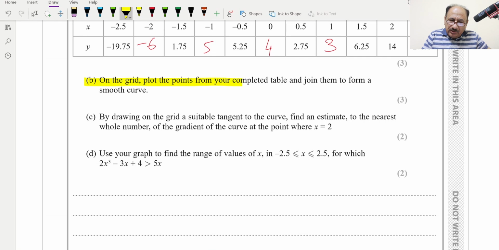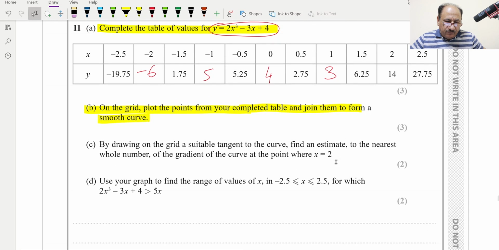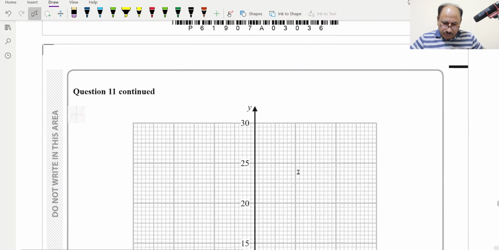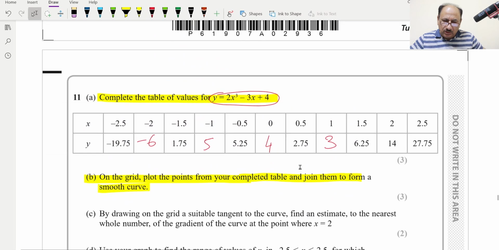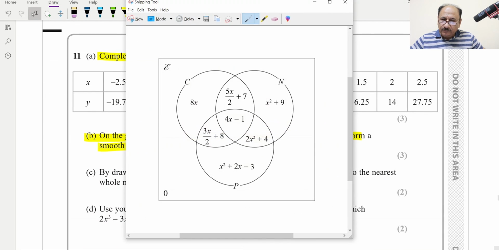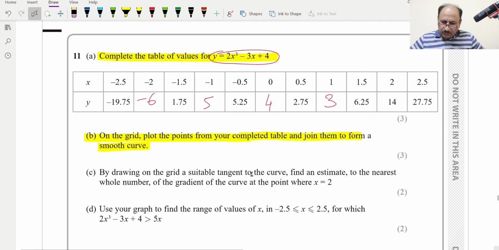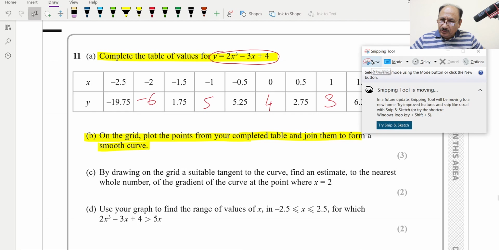Part B: on the grid, plot the points from your completed table and join them to form a smooth curve. So minus 2.5, and what I will do, because we have to refer to the next page, is copy this one. It will just take like 1 second. So I will take this value.